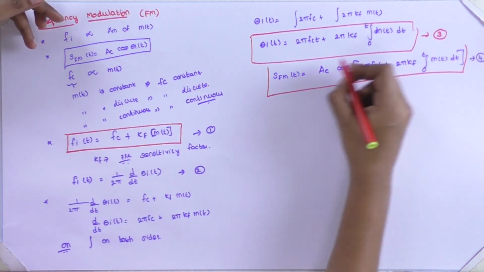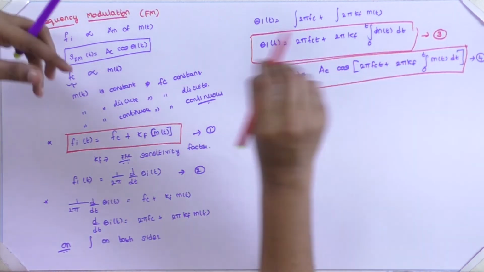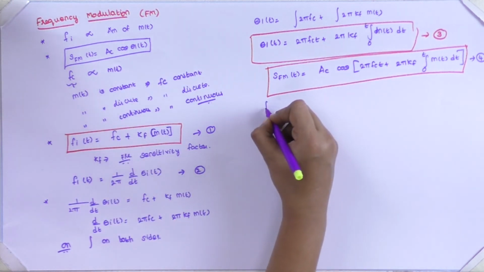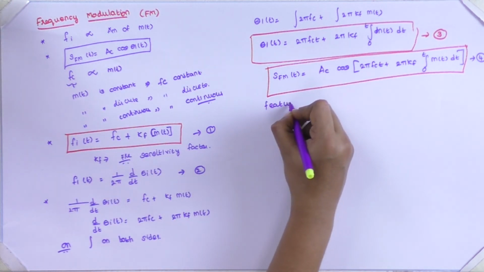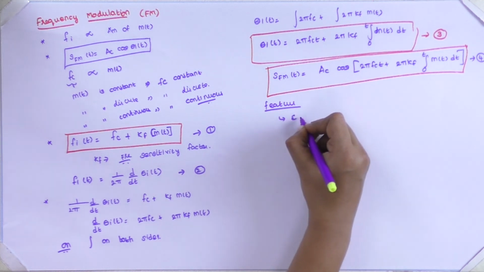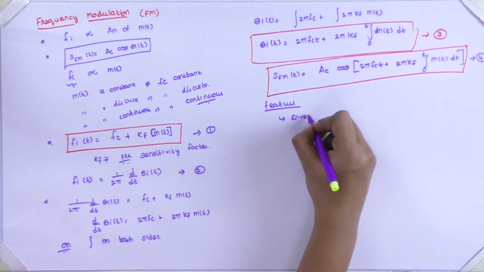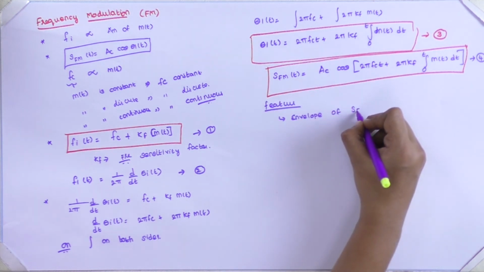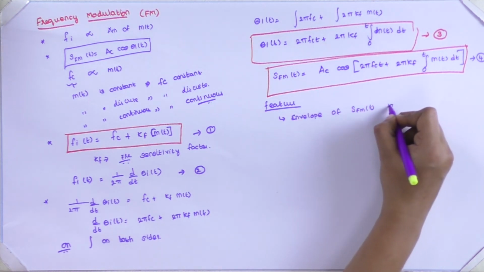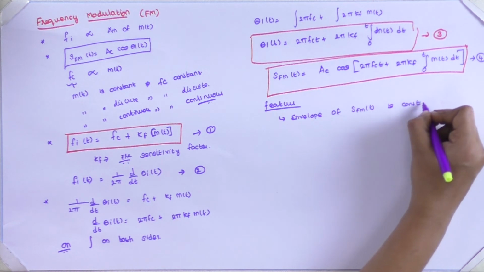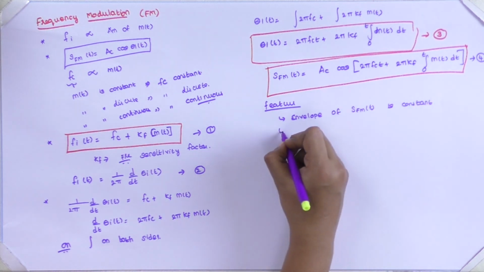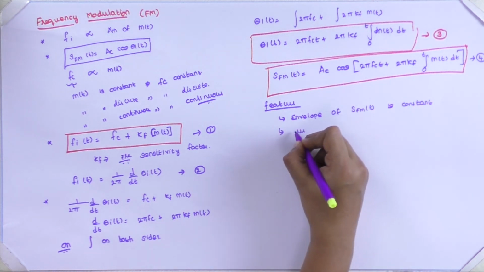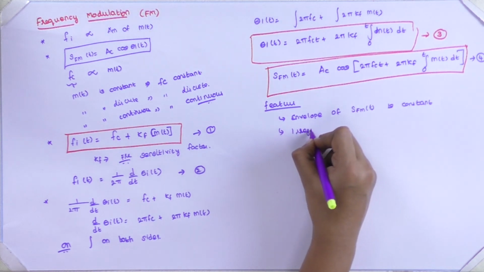Here again, we can note that the envelope of the modulated signal is constant. The envelope of the modulated signal S m of t is constant. Therefore, noise accumulation will be reduced. Second, irregularity will be there in the zero crossing.